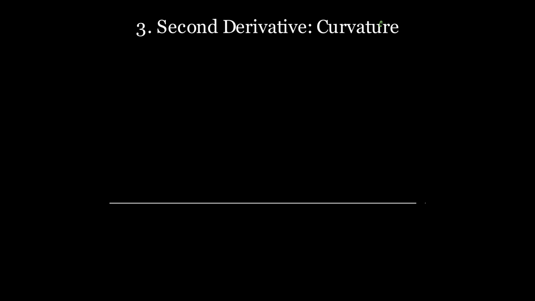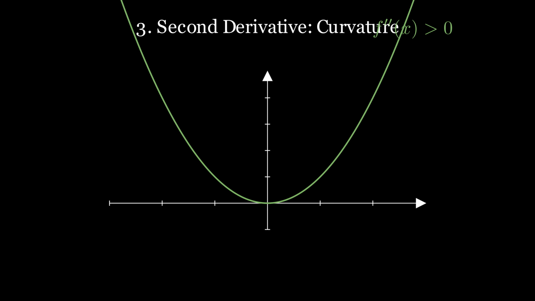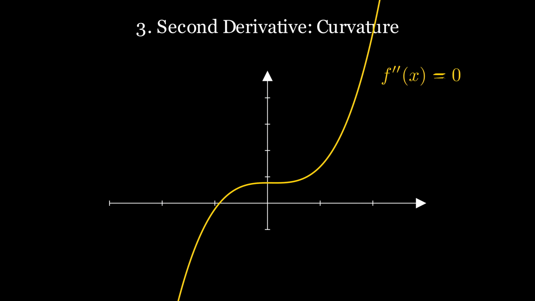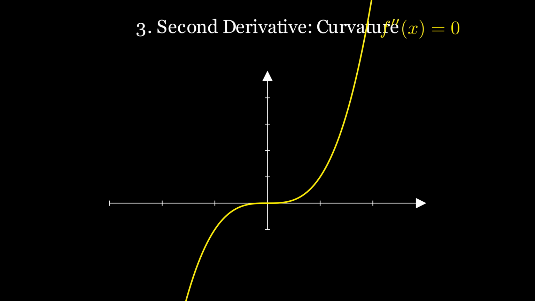Now let's examine the second derivative, which tells us about a function's curvature and acceleration. A positive second derivative means the function is concave up, like a bowl. Negative means concave down, like a hill. When the second derivative changes sign, we get an inflection point where the curvature changes.